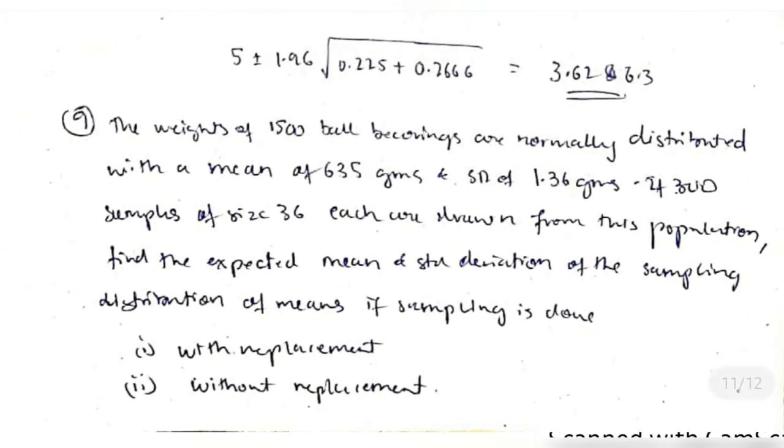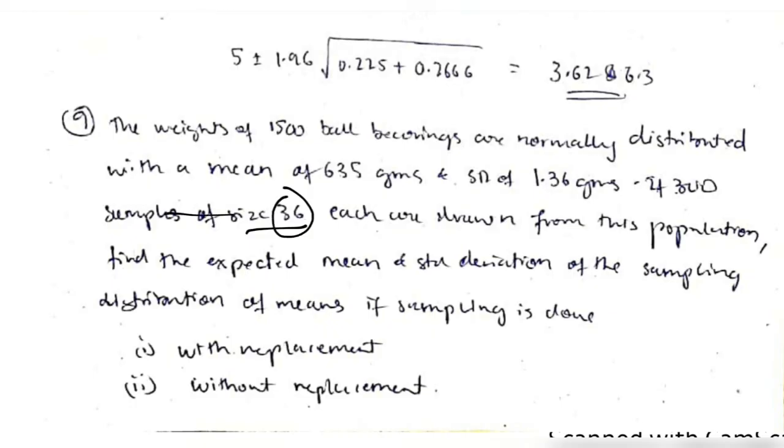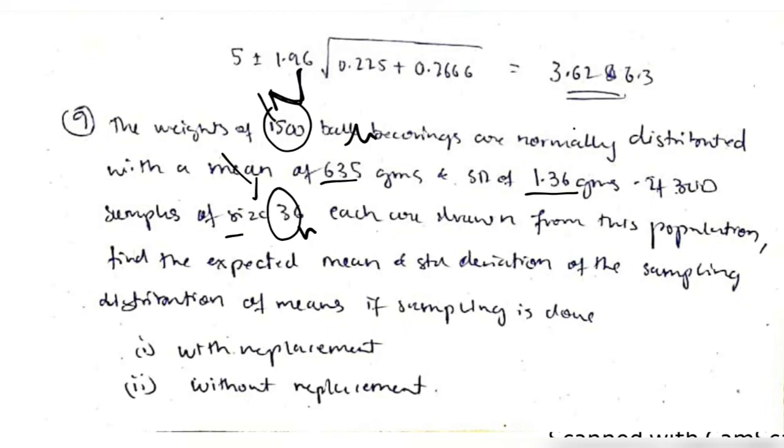The question goes as follows. The weights of 1500 ball bearings are normally distributed with a mean of 635 grams and standard deviation of 1.36 grams. This is the population, because in the next part of the question we are given 300 samples of size 36. So the sample size is 36, not 300. Wherever they mention size, that means 36. If this was not mentioned, the sample size would be 300. Here they have clearly told size is 36. So this is small n, and this is capital N. 1500 is for the population, which is capital N, and the mean is for the population, therefore it is mu, and the standard deviation is just sigma.